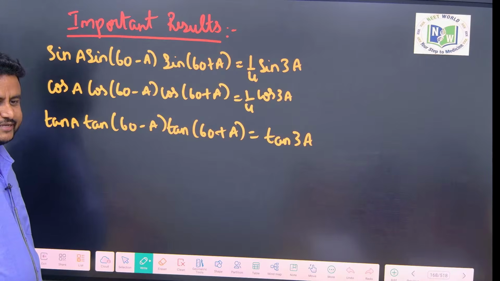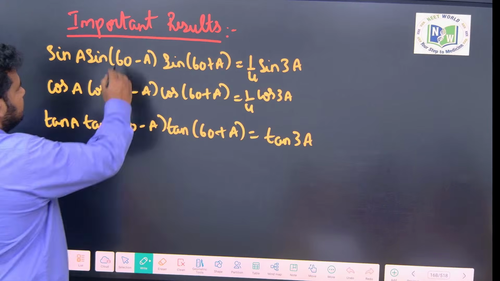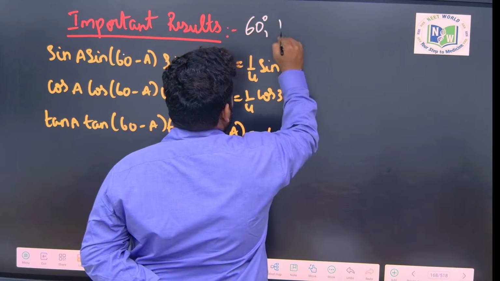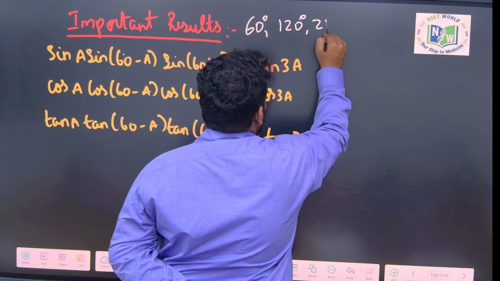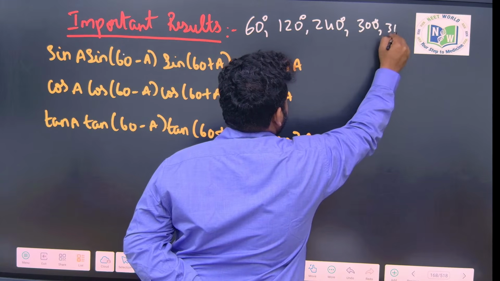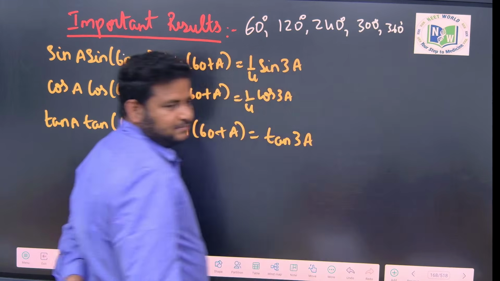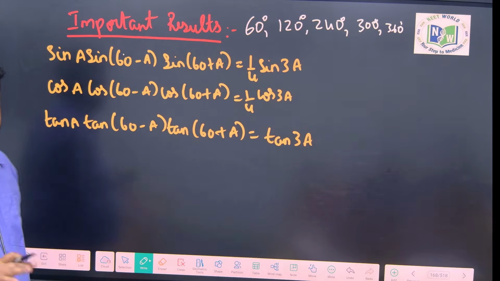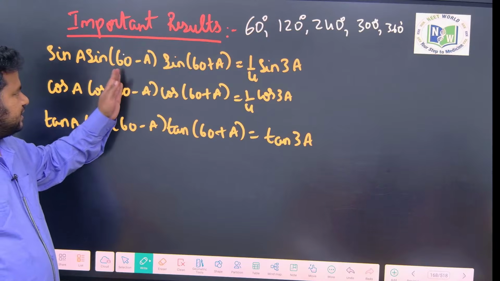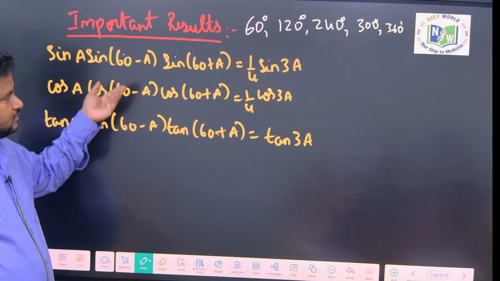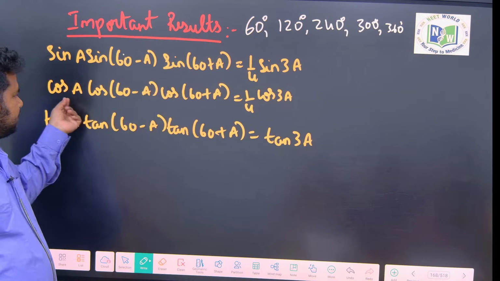Here this need not be 60, it can be 60, 120, 240, 300, 360. Okay, like this it can be anything, a multiple of 60, that's all. This can be 120 minus a, 120 plus a, and this can be a. This will be equal to 1 by 4 sin 3a, and this will be cos.